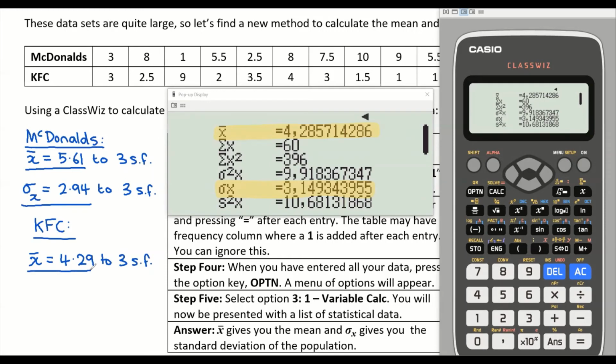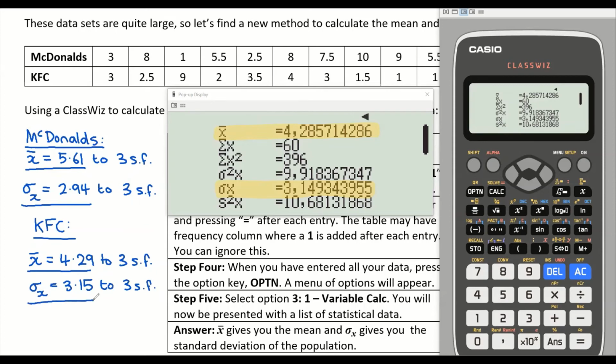Okay, and the standard deviation of 3.15. Again, to 3 significant figures. These are in millions, of course. So there we go. So again, we can make some comparisons.